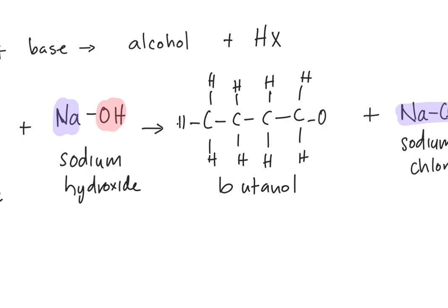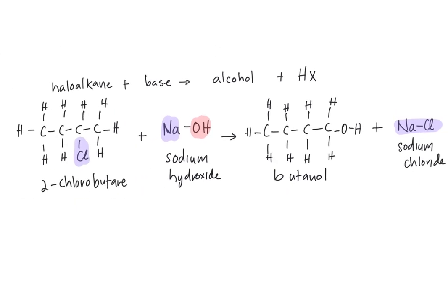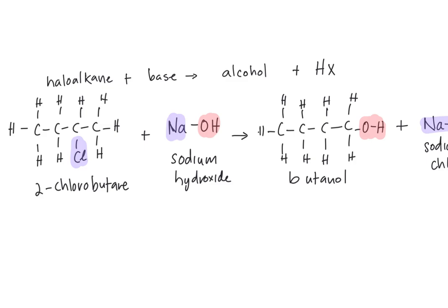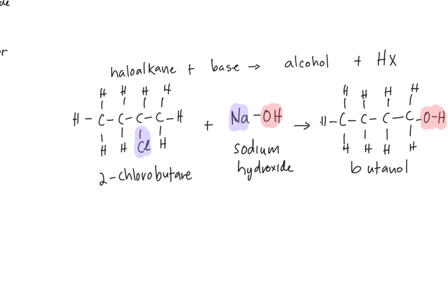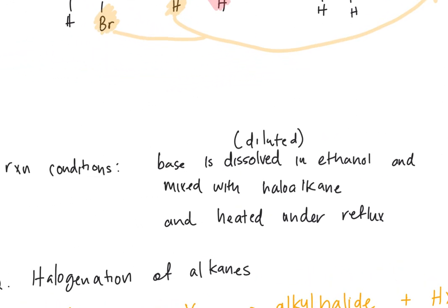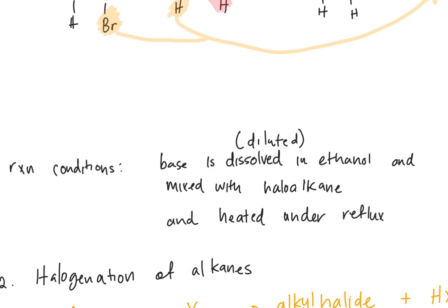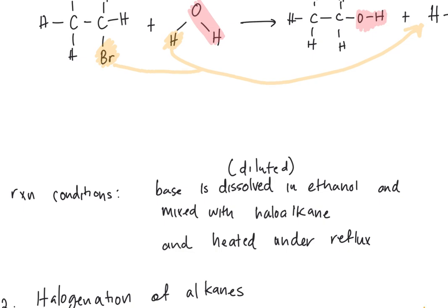So butanol, your OH is then coming from there. So that is how I have a haloalkane plus a base gives me an alcohol and a halide salt. Now, the reaction conditions for something like this is your base must be dissolved in ethanol and mixed with a haloalkane and heated under some sort of reflux, right?